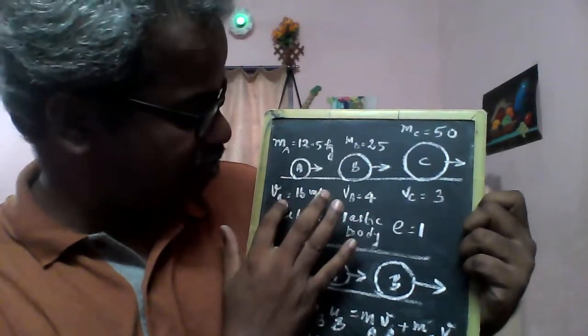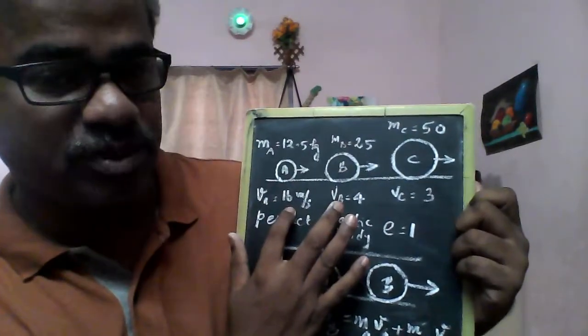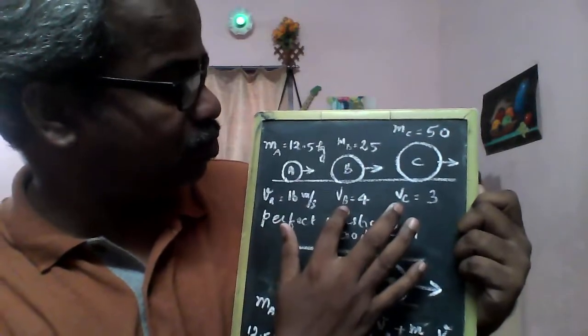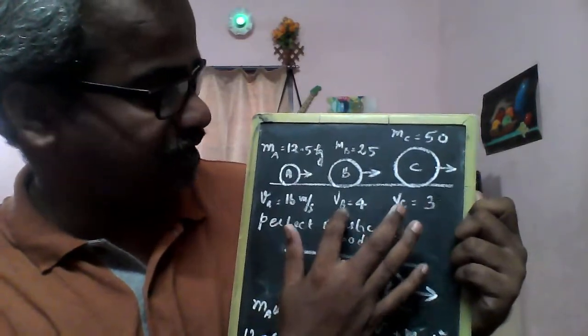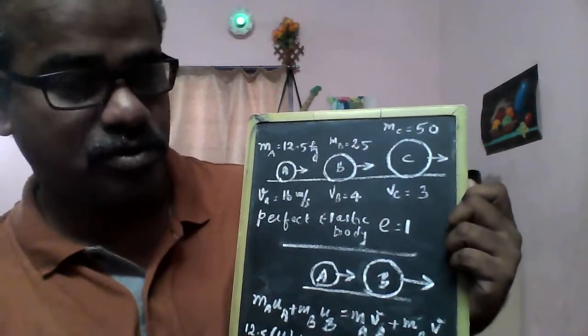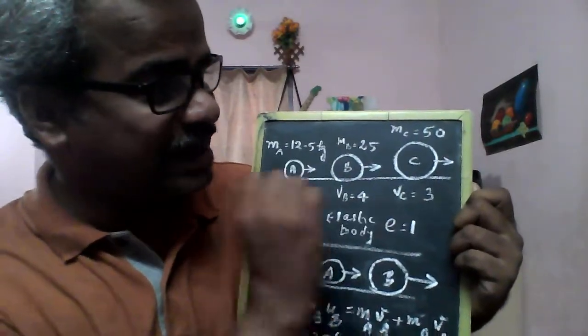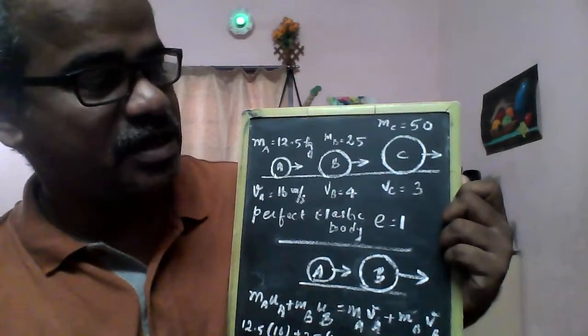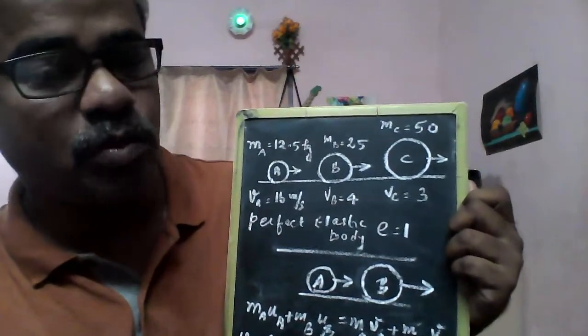Body A is moving at a velocity of 16 meters per second. Body B is moving at a velocity of 4 meters per second. Body C is moving at a velocity of 3 meters per second. So the three bodies are moving on the right side, in a positive direction.